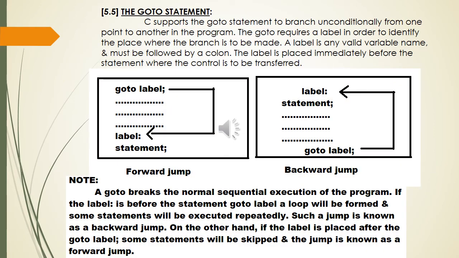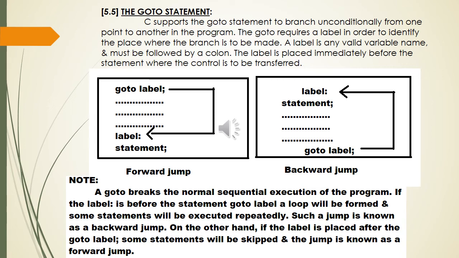Next is the goto statement. C supports the goto statement to branch unconditionally from one point to another in the program. The goto requires a label in order to identify the place where the branch is to be made. A label is any valid variable name and must be followed by a colon. The label is placed immediately before the statement where the control is to be transferred.